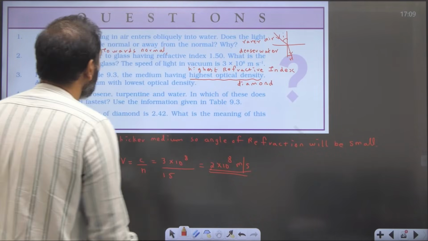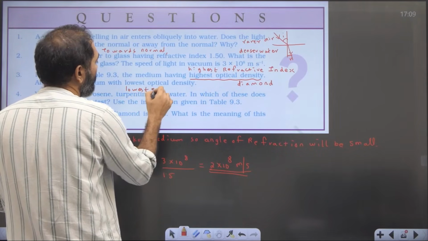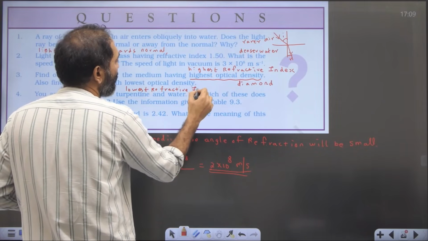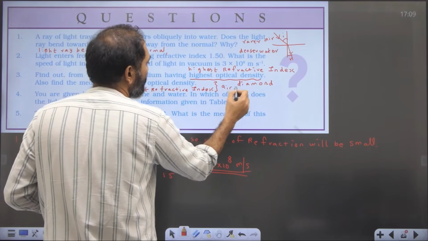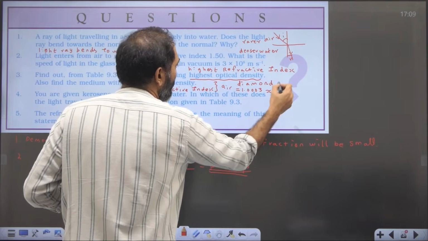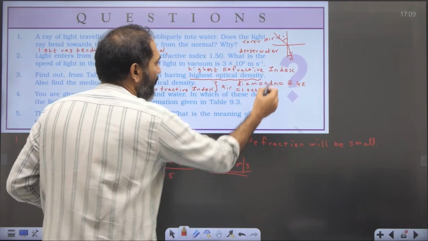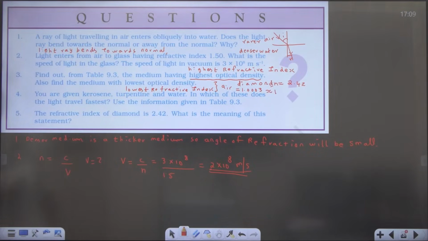And the lowest optical density means what? Lowest refractive index. Which medium is having lowest refractive index? What is the answer? Air. What was that? 1.0003, which is almost 1. Diamond, it was 2.42. Diamond refractive index what? 2.42. I hope it is clear.